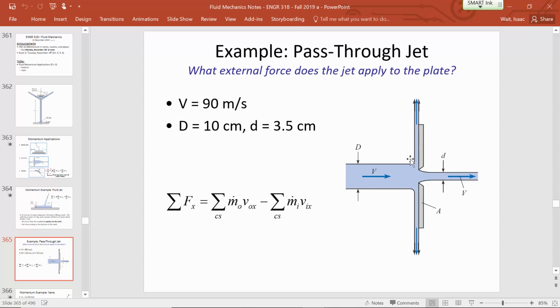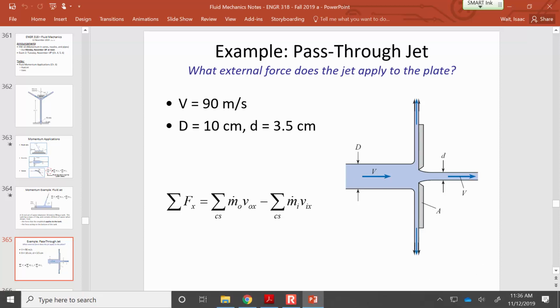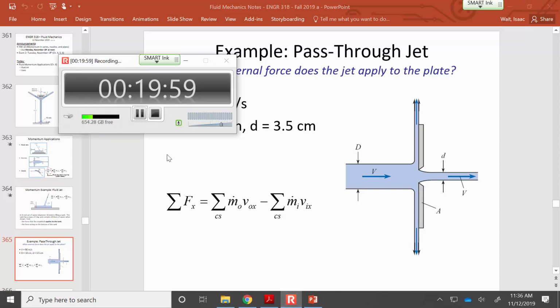The other thing is that this vertical component, we assume that it cancels out in the y direction. So we're only having to find the forces in the x direction as a result of this change.